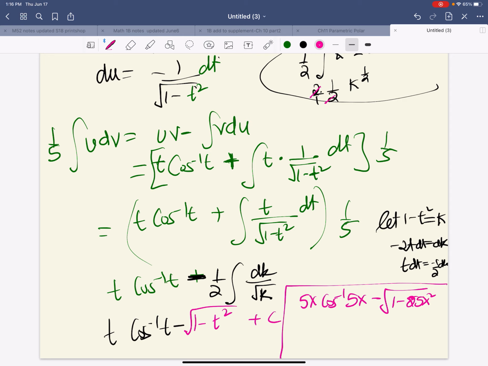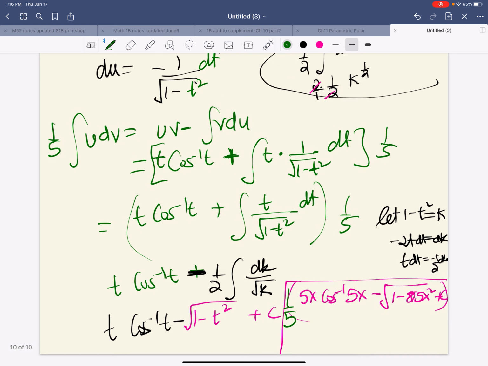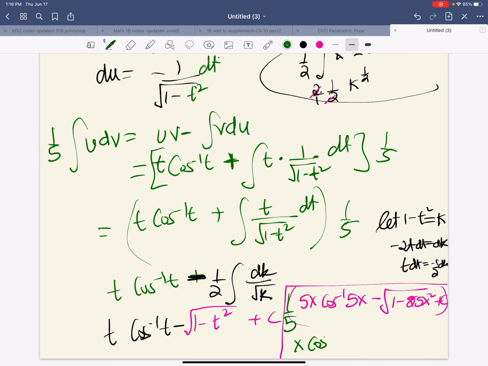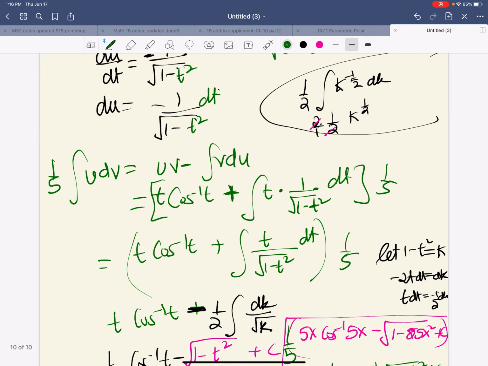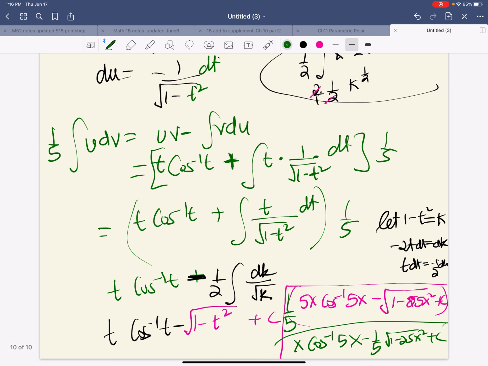And I did have the plus a c, and everything was divided by 1/5. 1/5 was still in the front, so the final answer is x cosine inverse 5x minus 1/5 square root of 1 minus 25x squared plus a c. That looks correct, so we would have x cos inverse 5x minus 1/5 square root of 1 minus 25x squared plus c. Okay, so we had to use a lot of different variables here, but that should be the final solution.